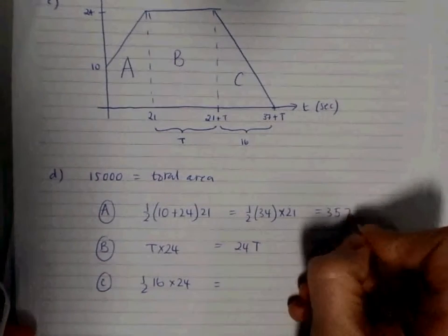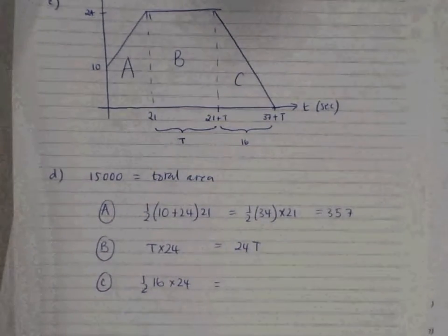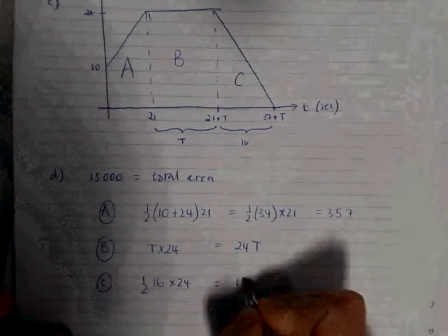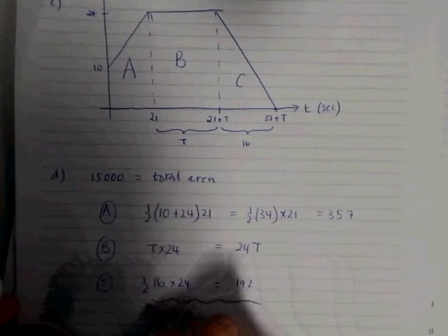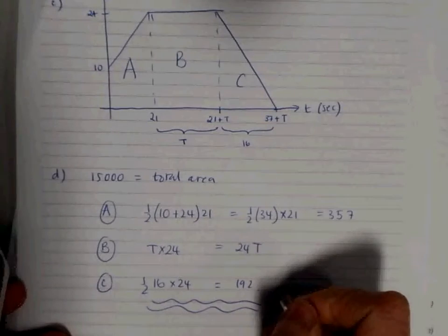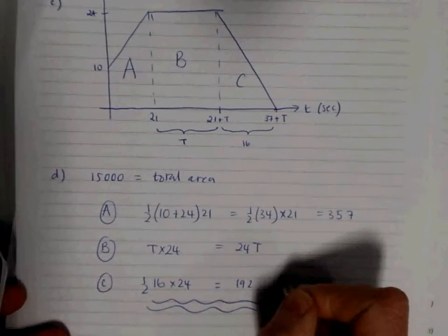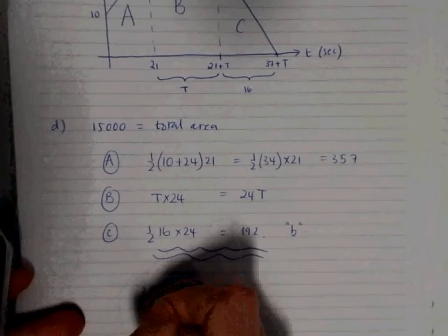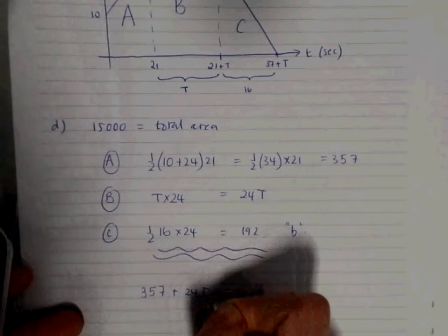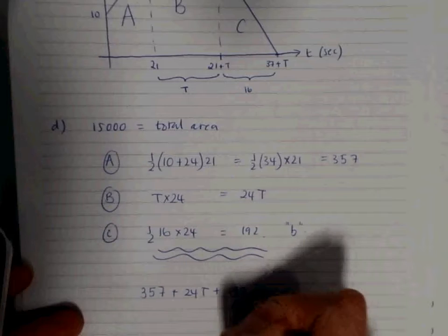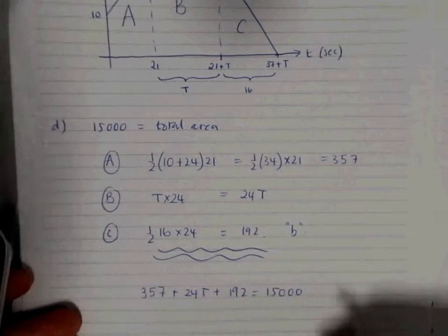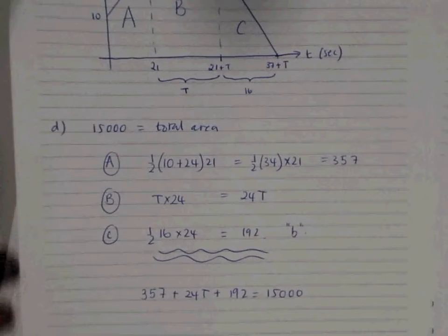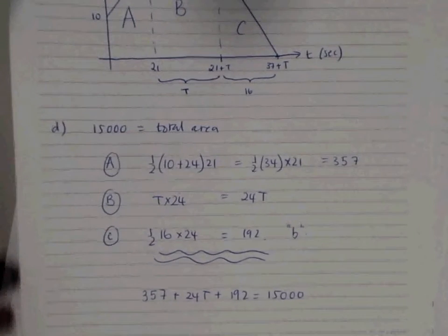This one is 357. That one I can't change. 8 times 24 is 192. Remember this bit, you don't necessarily need to rework it out again, because it was in part B of the question. Okay, so total area 357 plus the 24t plus the 192 equals the 15,000. Solve that.